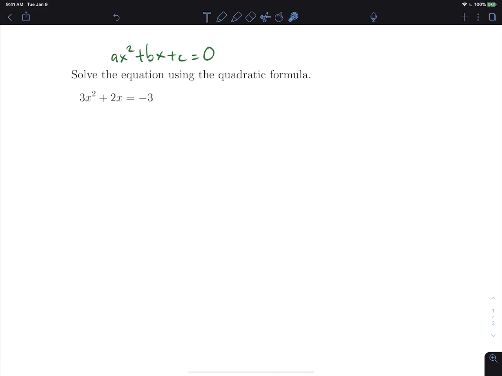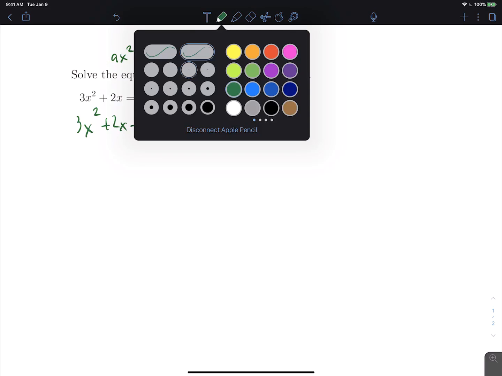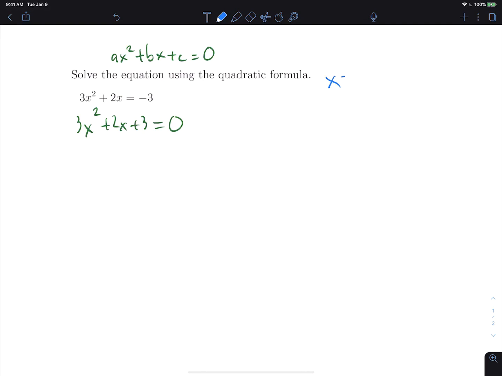That means I need to move this -3 to the left-hand side, and that will give me 3x squared plus 2x plus 3 equals 0. Just a reminder, the quadratic formula is -b plus or minus the square root of b squared minus 4ac all over 2a.